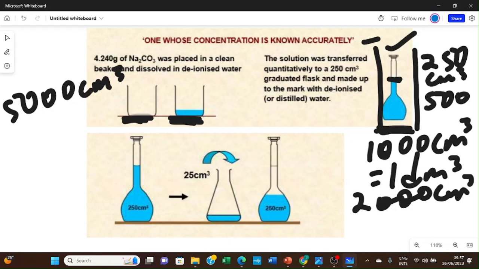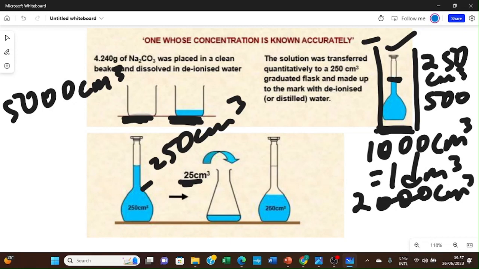So once you do that, you have prepared a standard solution ready for titration. If you want to titrate, you just take 25 cm cube of that 250 cm cube and transfer it into a beaker. You add your indicator, then you start adding the acid, and you carry out your normal titration.